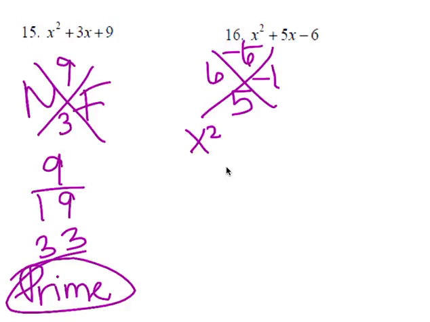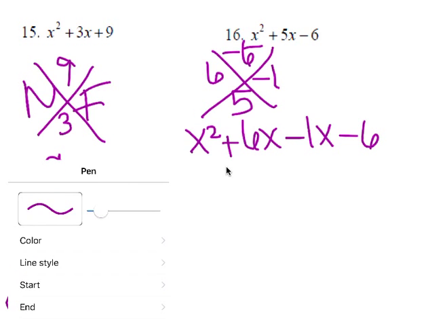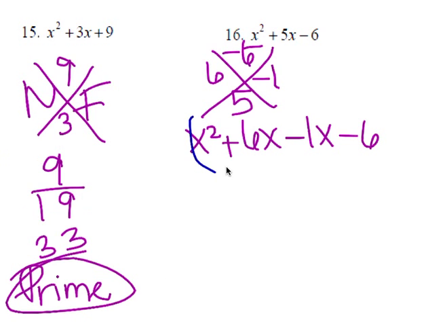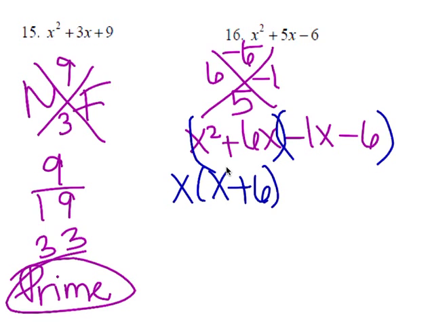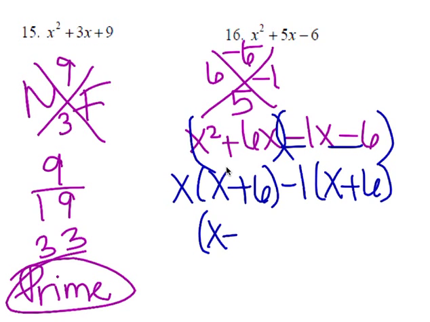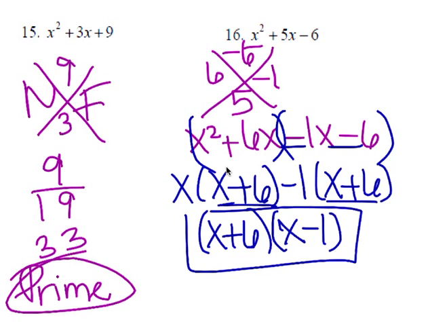I'm going to keep the first term the same, but then I'm going to split up the second term to be 6x minus 1x minus 6, like so. So now I'm ready to factor by grouping. So I'm going to make my two groups. Between x squared and 6x, I can take out an x, and then I'm left with x plus 6. Between -1x and -6, I can take out a -1, and then I'm left with x plus 6. So here I have x plus 6. And then once I take my leftovers out, I have x minus 1. So that right there is my final answer.